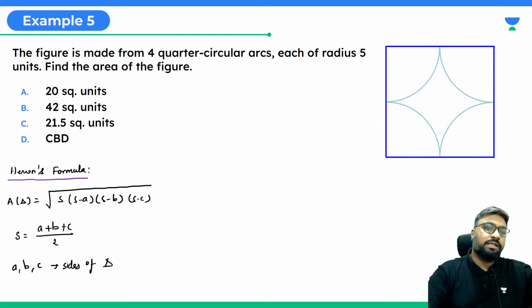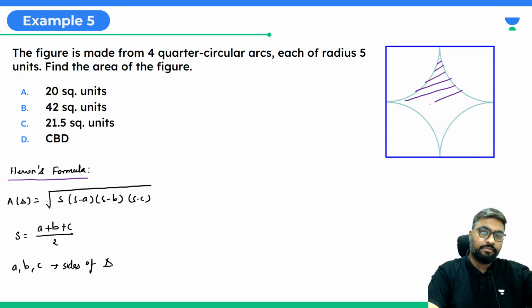So this question says the figure is made from 4 quarter circular arcs, each of radius 5 centimeters. Find the area of this figure. This part, we have to find its area.